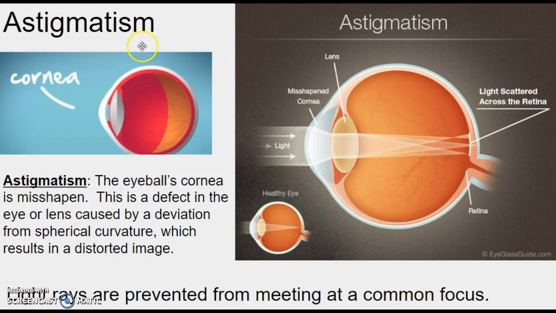And lastly, astigmatism. It's simply that the eyeball's cornea is misshapen. This is a defect in the eye or the lens caused by a deviation from the spherical curvature. In other words, there's something funky going on. It's got some misshape to it, which results in a distorted image. If we look at this picture, light enters the misshapen cornea, it changes the way light goes through the lens, and you get light scattered across the retina. You want all this light focused on the retina, not in multiple locations. So the light rays are prevented from meeting at a common focus, and that's essentially what astigmatism is.